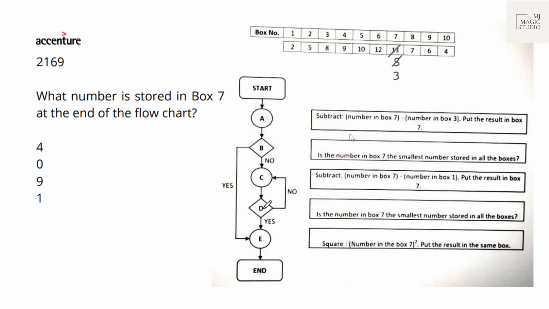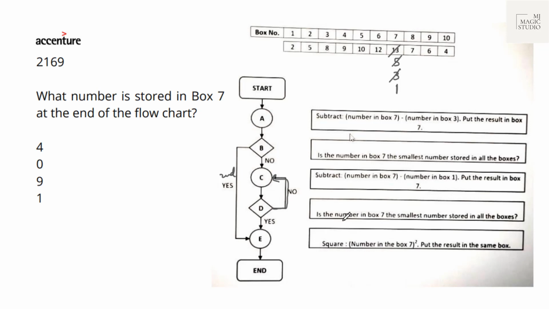Now again we go to step D. Is the number in box 7 the smallest number stored? No, the smallest number is 2. No means we need to go back to C. That means the second time we need to operate this C. Now C says number in box 7 minus number in box 1 and put in box 7. 3 minus 2 is 1. Now in box 7 is 1.